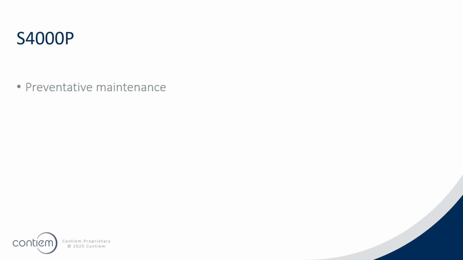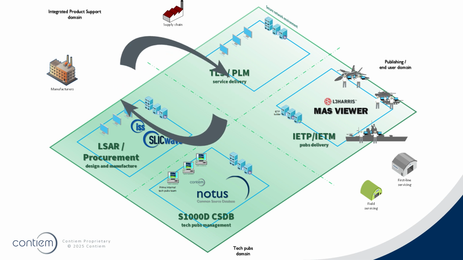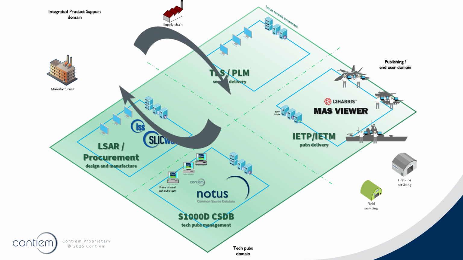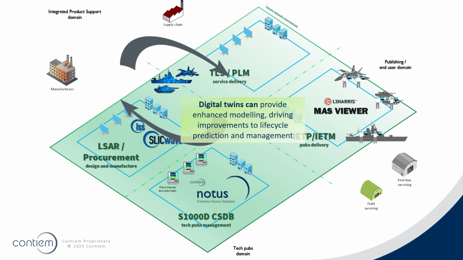This then leads on to the next part of the S series, which is S4000P. S4000P is for preventative maintenance. And this is a practice of looking at our current procedures and how they actually affect the platform that we're delivering. We can often achieve gains by reviewing and changing our practices or changing our components. These days, digital twins, which is a digital model of the real platform, can provide enhanced modelling. We can improve the life cycle prediction, and we can improve the management of things like spares and time.